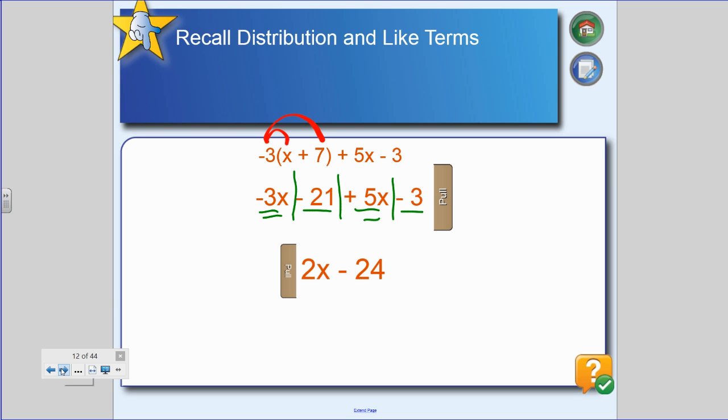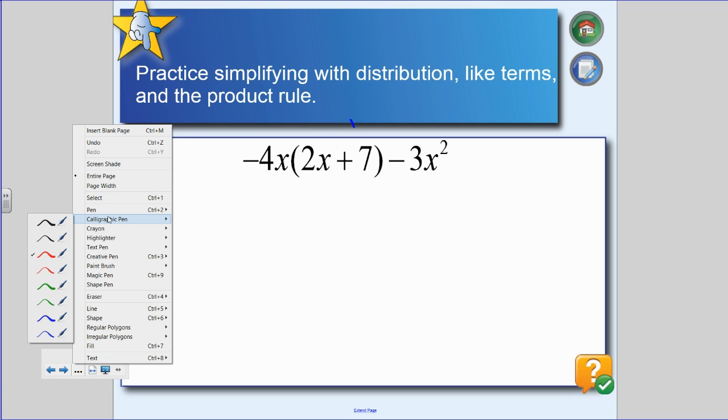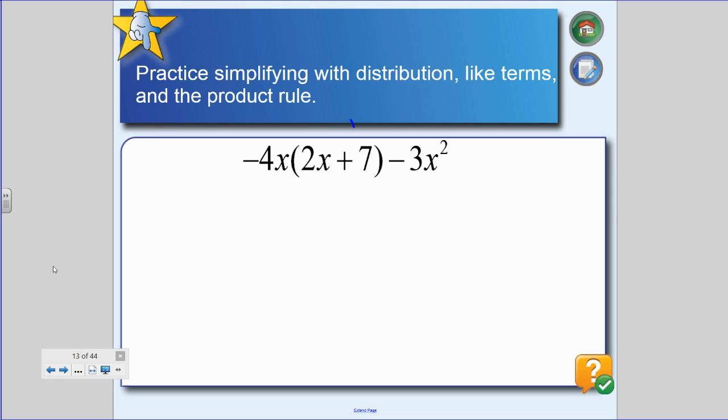So there we go. Recall distribution and like terms. Now we're going to put it all together. So we're going to distribute and combine like terms, but we're also going to have to remember our multiplying rules too. So let's think about it: I've got a factor, a number, a monomial sitting outside of a group that has addition and subtraction in it. So what do we have to do? We're going to have to distribute. So get out your pen. You can do the little rainbow marks.